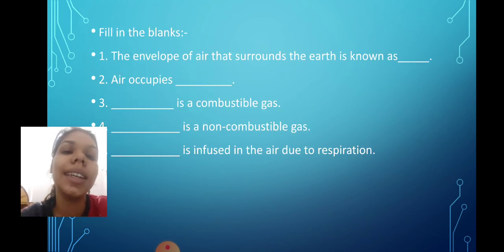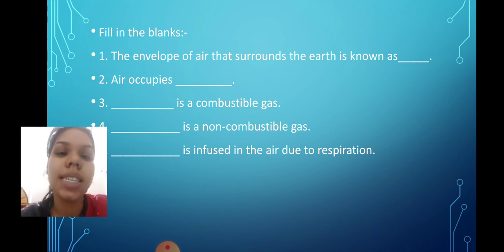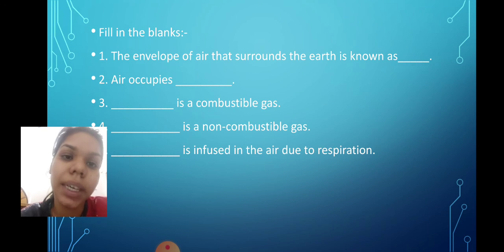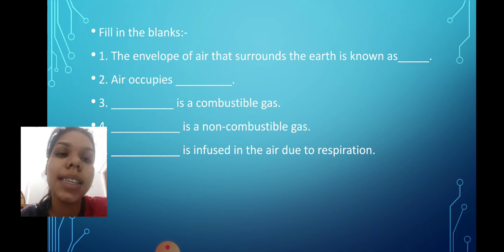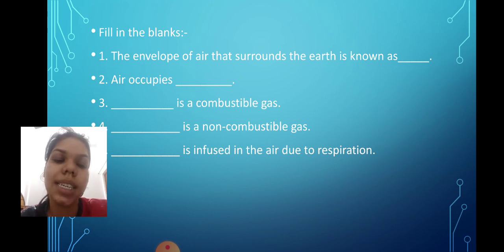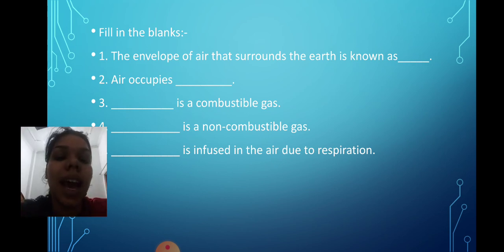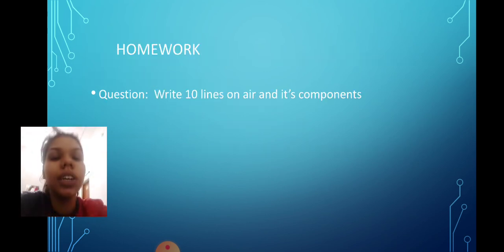Now let's have a quick recap so far. The envelope of air that surrounds the earth is known as, yes, atmosphere. Air occupies, yes, space. Dash is a combustible gas, yes, oxygen is a combustible gas. Dash is a non-combustible gas? Yes, nitrogen is a non-combustible gas. Dash is infused in air due to respiration? Yes, carbon dioxide.